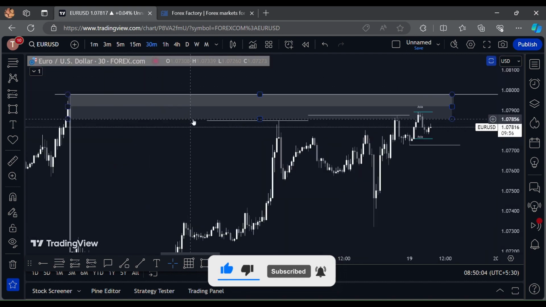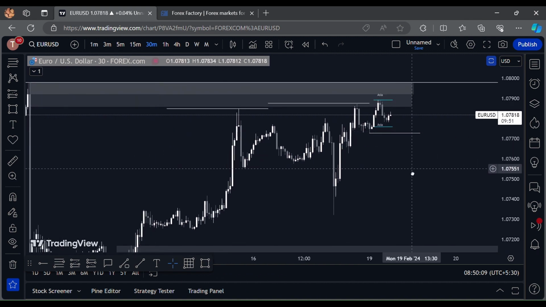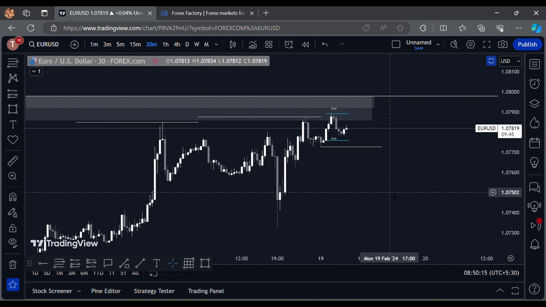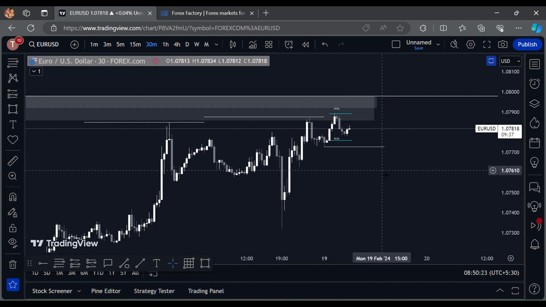So into the 30 minutes, the price is still having an unmitigated wick. So I'll be waiting for the price to turn into the bearish phase after breaking the demand zones, that is, breaking the Asia low. So most probably, if we are going to take the Asia high and then we are going to take the Asia low, that would be the best scenario for me. So let's move to the 15 minutes for a detailed picture.